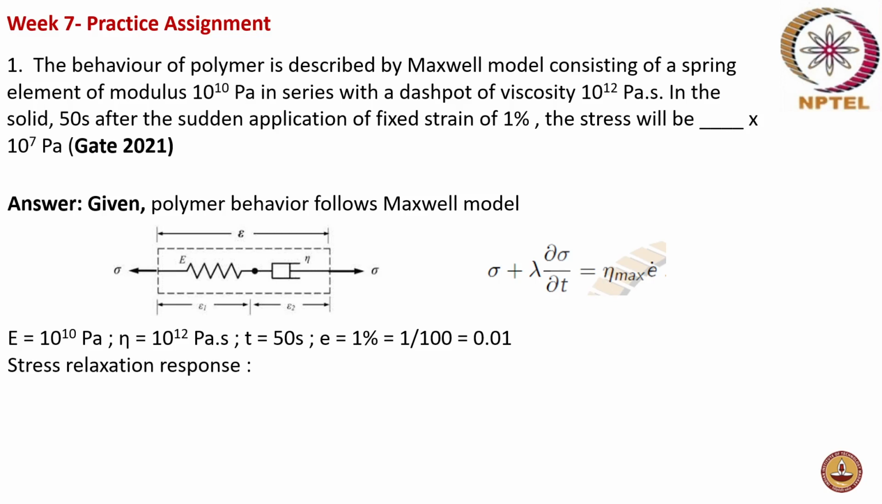So your stress relaxation response is given by sigma of t is E max into E naught into exponential of minus t by lambda. So are all the parameters given in the question, or is there anything else you have to find? You know this is a stress relaxation question because it is a fixed or constant strain, that is 1%, that is nothing but 0.01 is given, and then the material follows the Maxwell model, and you have the Maxwell equation here, and the Maxwell response for stress relaxation is also here.